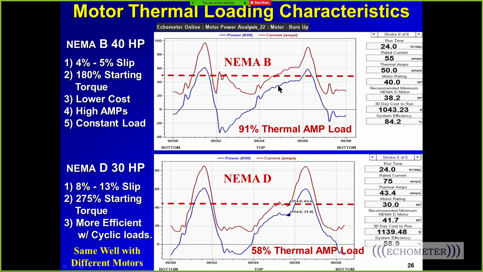Anyway, there was a NEMA B motor on the well, and it was a 40 horsepower motor. We hooked up the power probes and did a dynamometer on the well. And I was excited, and I said, wow, look, the thermal loading on this motor is 91%. The motor's going to burn up. Well, I was thinking, cool, we get to talk about cyclic loading and thermal loading. I found a real example, and I said something dumb. I said, well, why don't we wait till the motor burns up?